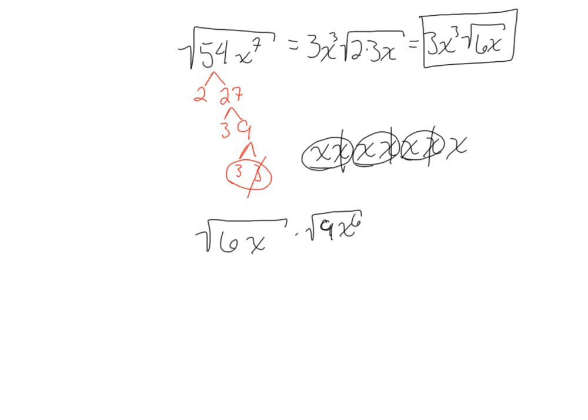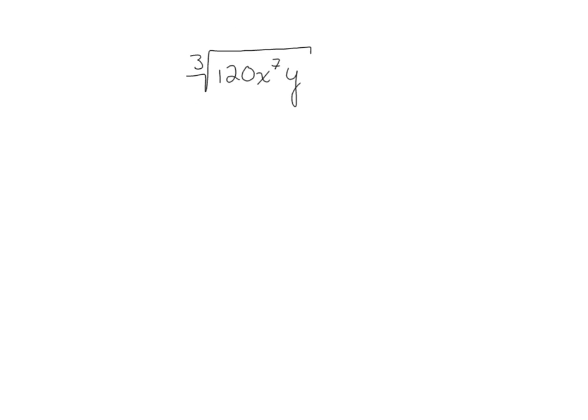Okay, let's do another example with an index other than 2. Let's do the cube root of 120x to the 7th y. In this one, my index is 3, which means instead of pairs, they need to be in groups of 3 in order for one of them to escape. So we've got to do the same thing here. I'm going to start with my 2's, as always. Always start with your 2's, and that way they'll line up, and if you go up by 1 each time, it'll put everything together instead of spread out everywhere.